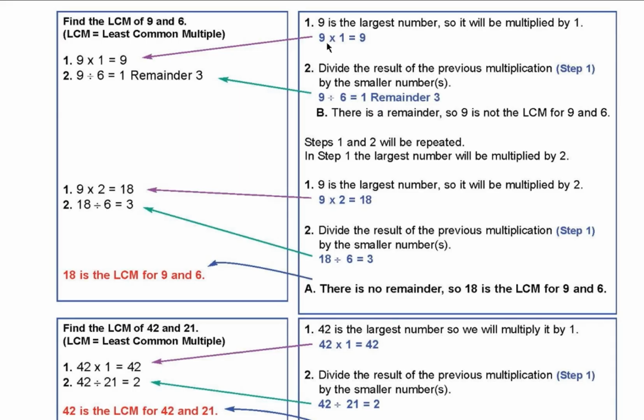Okay, I'll explain it again. Of the two numbers 9 and 6, 9 is the larger number. So we multiply the larger number by the number 1. 9 is the larger number, so we multiply 9 by the number 1. 9 times 1 equals 9.